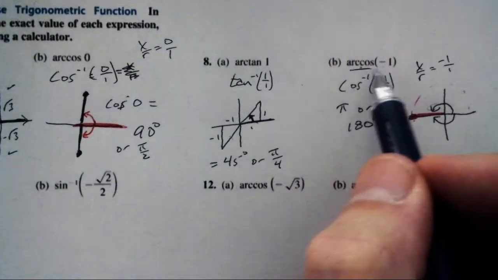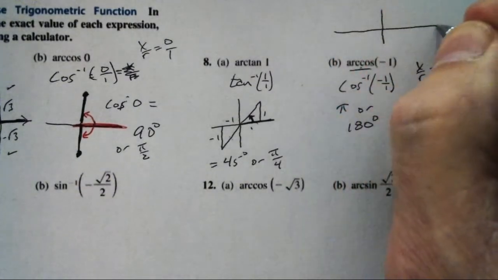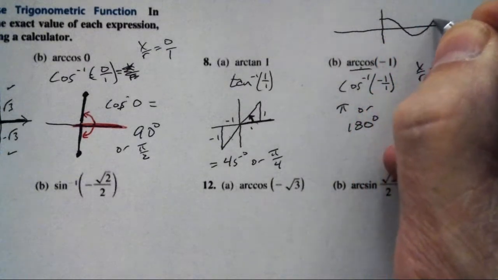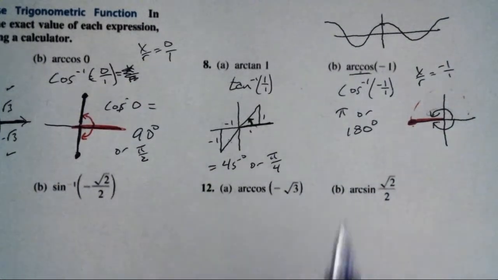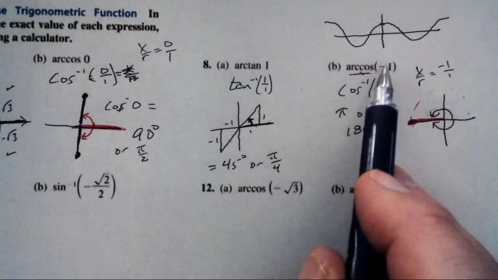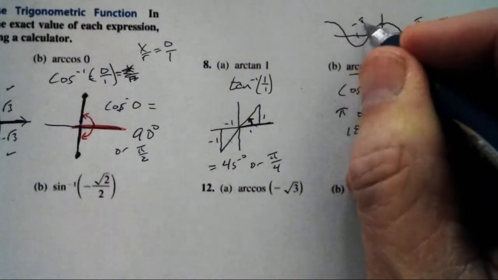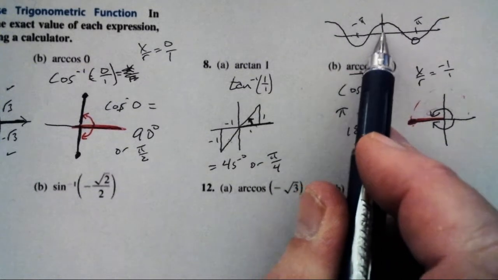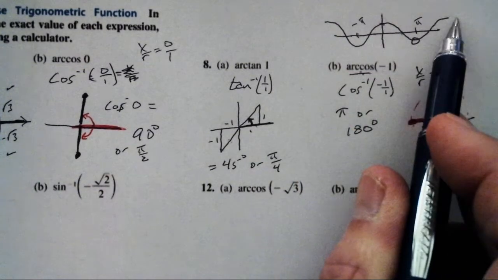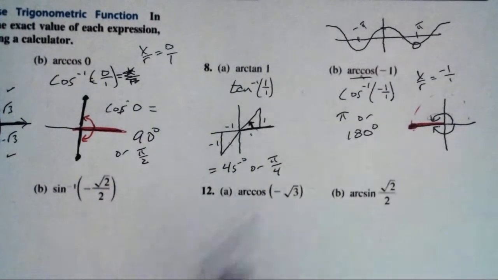Now, if I have cosine inverse of 0 or 1 or negative 1, I might be really tempted to think about the graph of cosine. And we want to say, when is cosine negative 1? Well, cosine's negative 1 right here at pi or right here at negative pi. When is cosine 0? At pi on 2 or negative pi on 2. When is cosine 1? At 0 or 2 pi, etc. So those are really nice values. Those are quadrantals when sine and cosine are 1, negative 1, and 0.